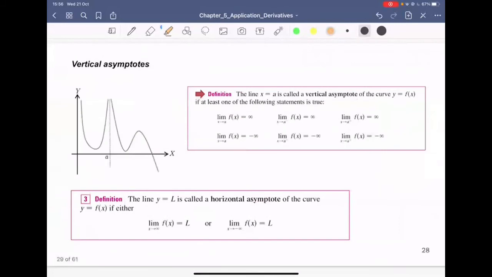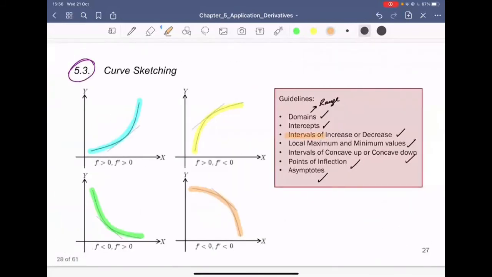All right. Before we look at the real example, we already learned intervals of increasing and decreasing, local max, local min, intervals of concave up and down, and points of inflection. We learned all of those things. Domain is easy because we learned domain and range in high school. The domain is the possible values of x that you can put into the function. And then the intercept is also easy.